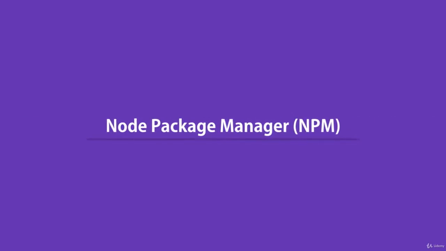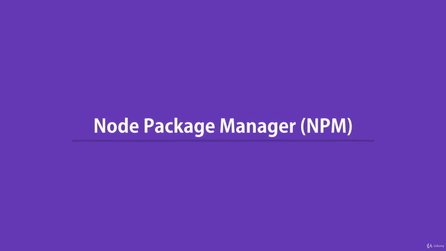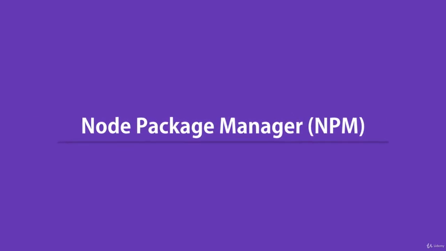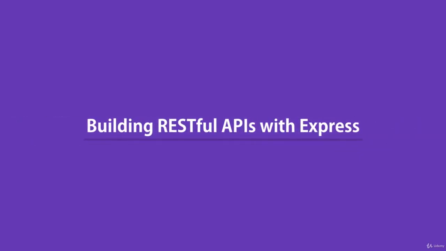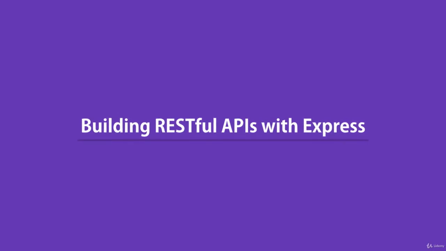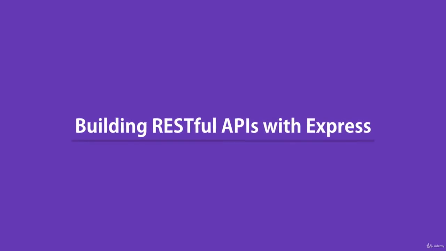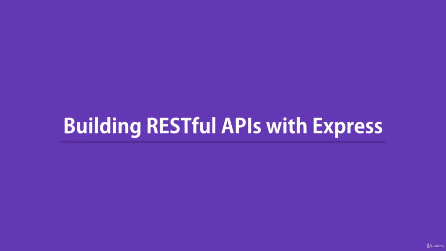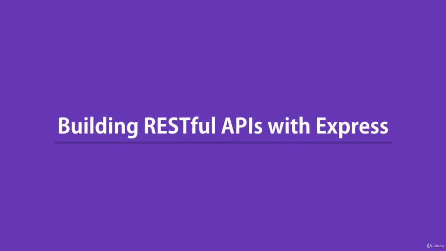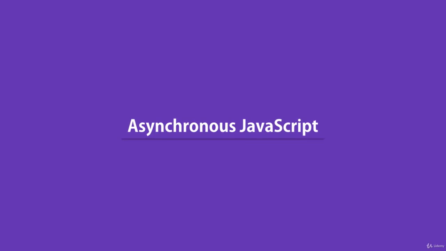In the third section, we'll look at Node Package Manager or NPM. Over the next two sections, you will learn how to build RESTful APIs using Express. But throughout these two sections, we'll be storing our data in a simple JavaScript array. Because before we look at storing data in MongoDB, you need to clearly understand asynchronous JavaScript. And that's the topic for the following section.